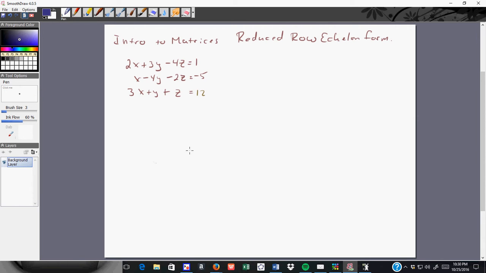Alright, I'm going to do a video on reduced row echelon form, and this is a way to solve simultaneous linear equations using matrices. And this one looks like this: 1, -4, -2, and it's -5, 3, 1, 1, and that's 12. This is actually my second video because I made a mistake the very first time, and it was mildly disastrous.